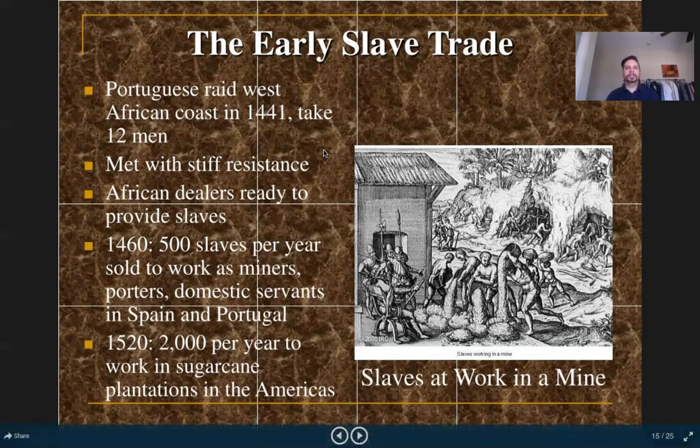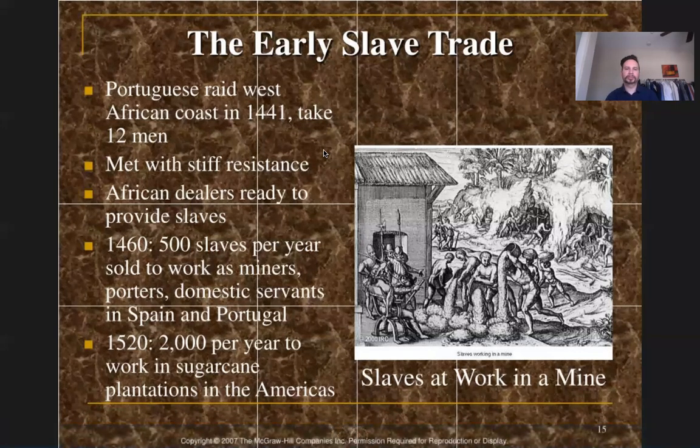So the early slave trade began mostly on the West Coast in 1441, when the Portuguese took 12 men. Initially, they were met with stiff resistance. African dealers, however, were ready to provide slaves. In 1460, about 500 slaves per year were sold to work as miners, porters, and domestic servants in Spain and Portugal. By 1520, 2,000 per year were taken to work in sugarcane plantations in the Americas.